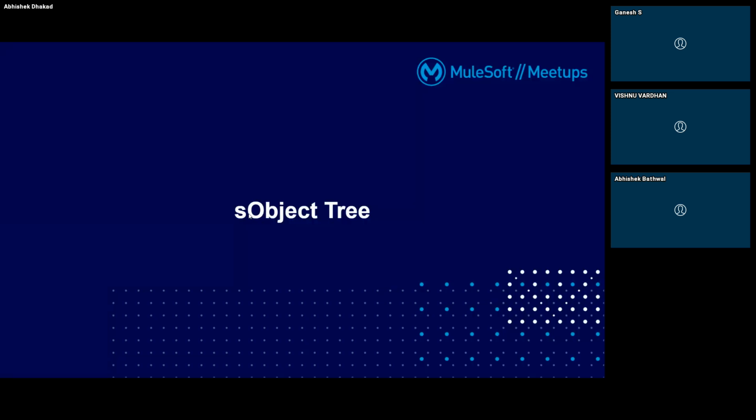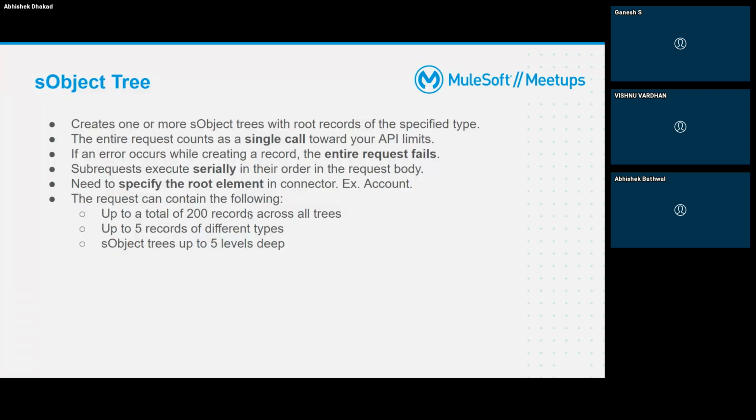Then we'll move to S object tree. In S object tree, it creates one or more S object trees with root elements of the specified type. The entire sub request counts as a single call towards the API limit. So this is the best part of S object tree. Even if you are executing a number of requests, it will count as a single call.